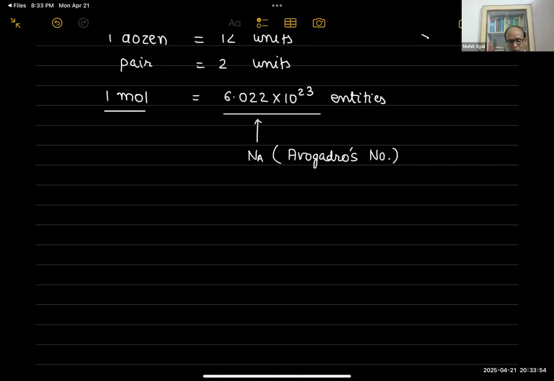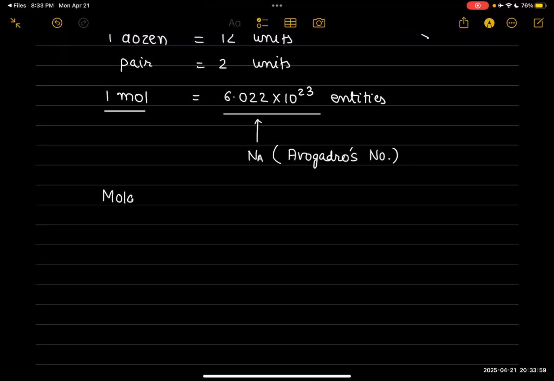Now we introduce one more thing: molar mass. What do you mean by molar mass? Mass of the molecule. Molar mass, it is the mass of 1 mole of entities.